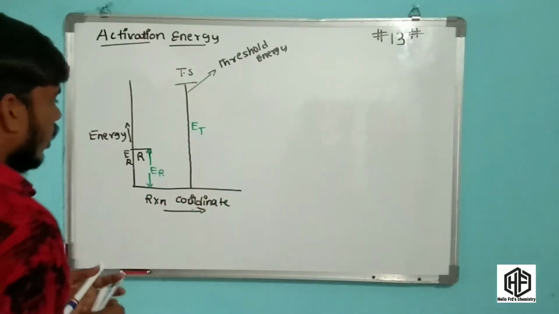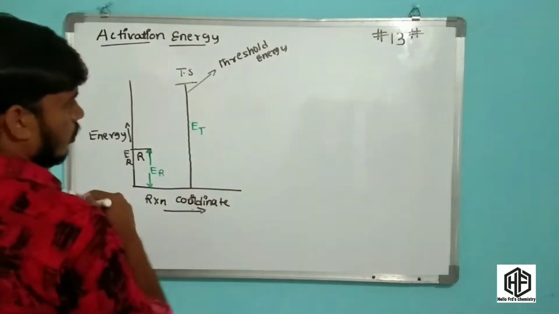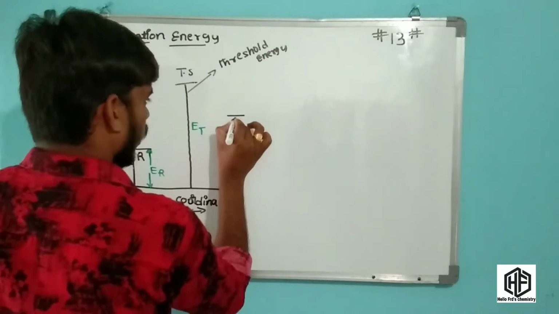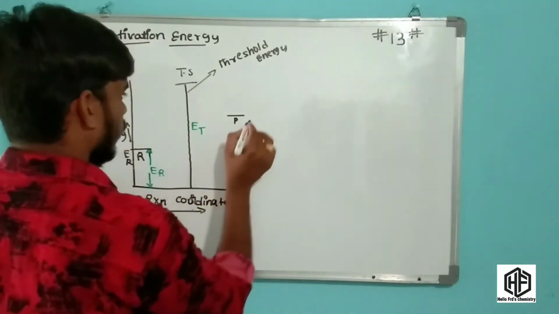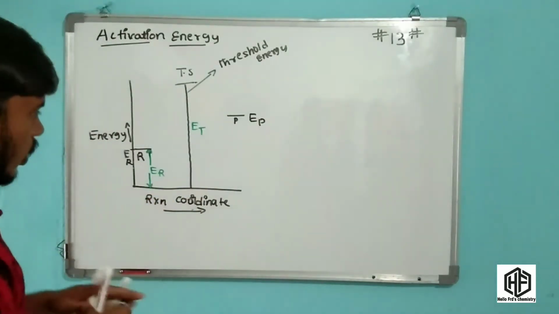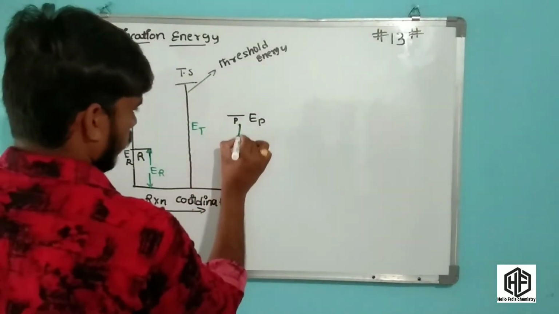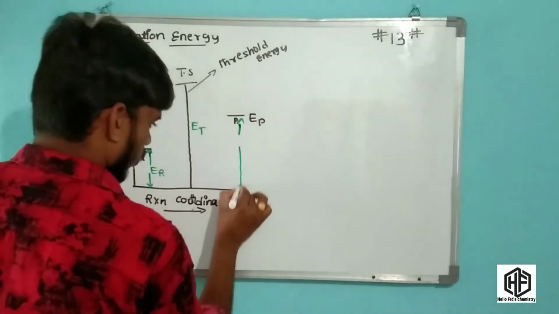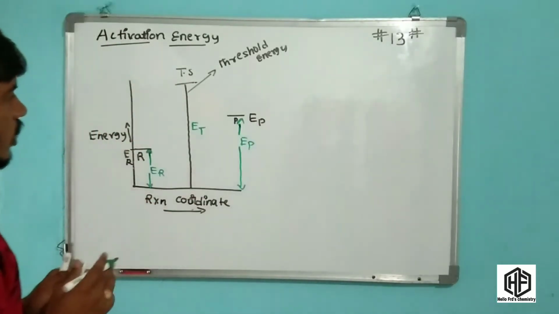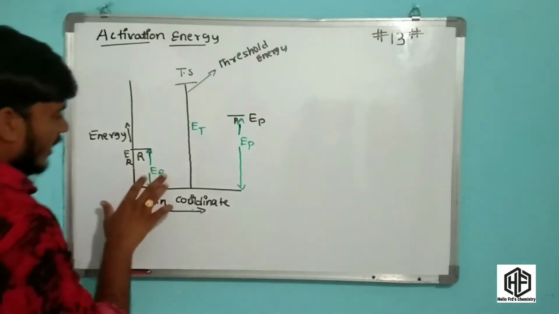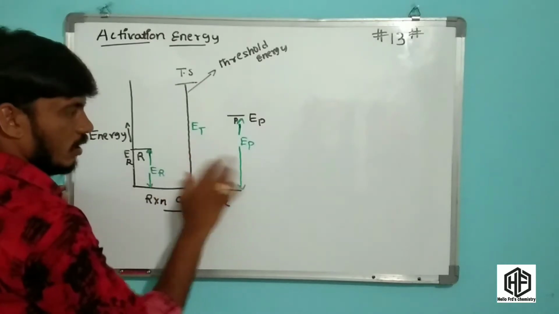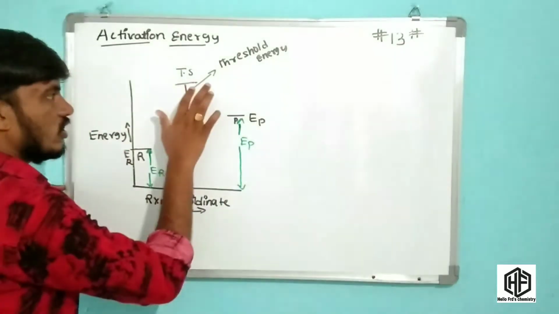Now the reactants are converted to the product. The product energy is like this, this is the product energy EP. Okay friends, now this is the reactants' energy, this is the threshold energy, and this is the product energy. Reactants are converted to the product.